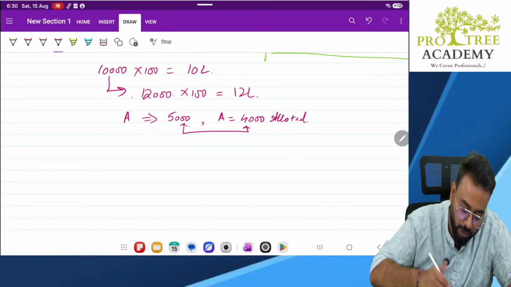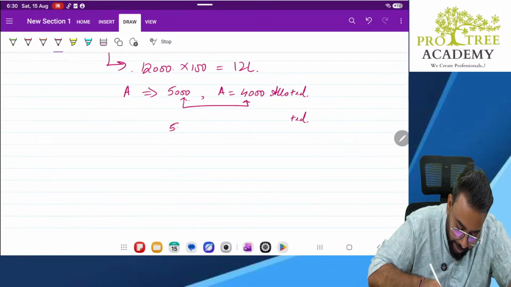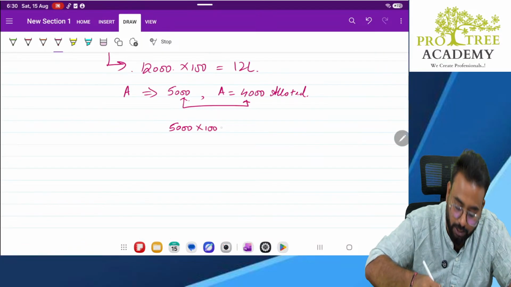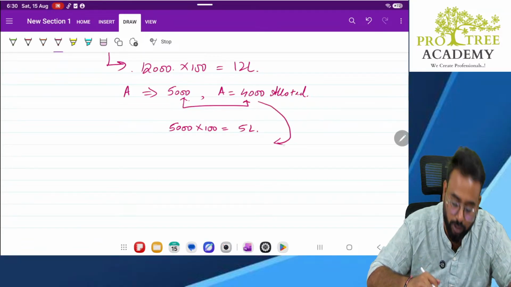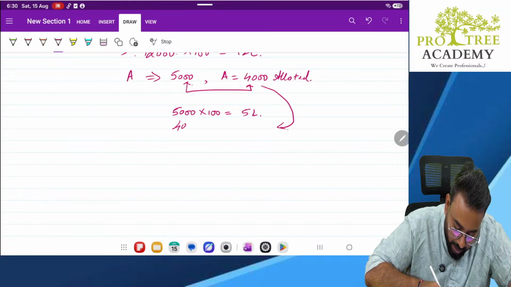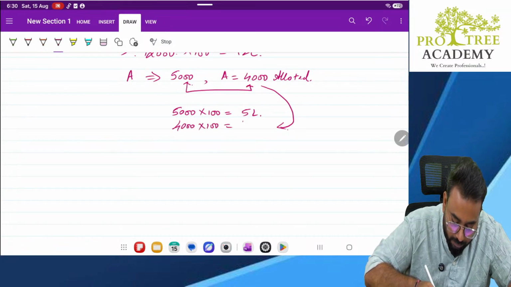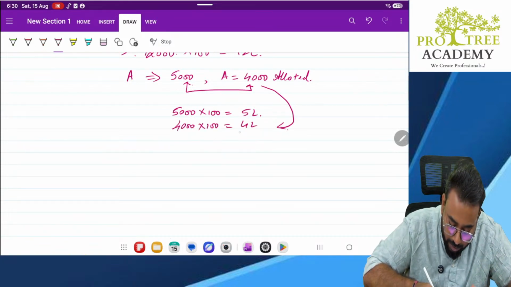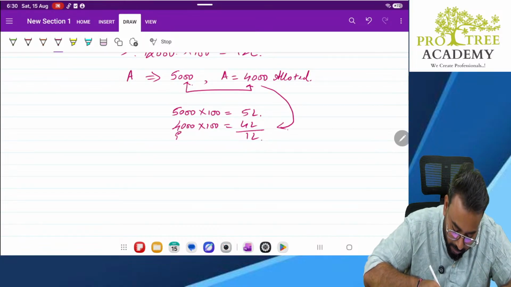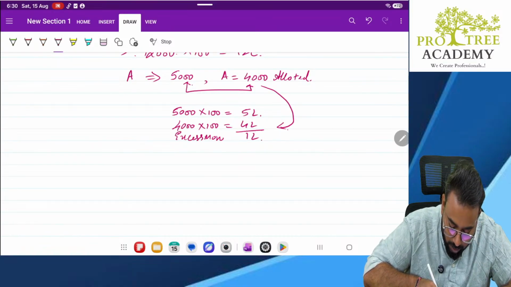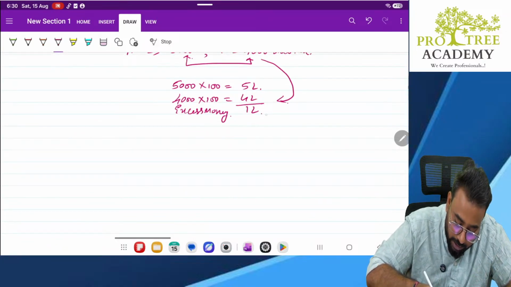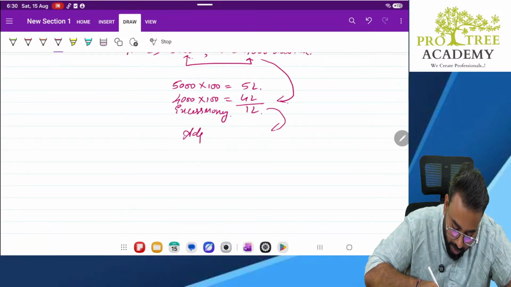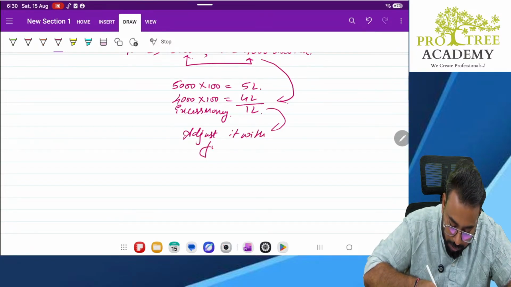Okay, sir, fine. So how much application money did A pay? Sir, A, while applying, would have paid 5,000 into 100, that is 5 lakh. But how much should he actually have paid? Sir, actually it is 4 lakh. That means we have received extra money? Yes, sir, we have received excess money. This excess money, instead of refunding, I will adjust it with future calls.